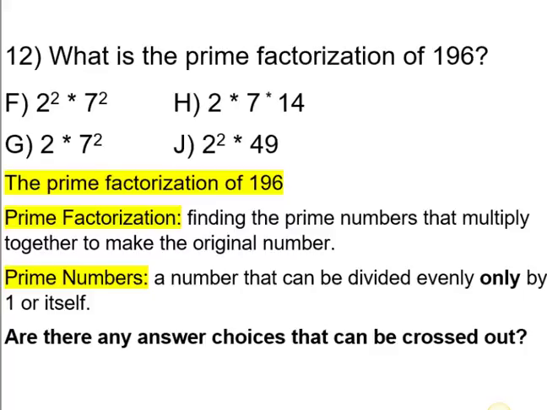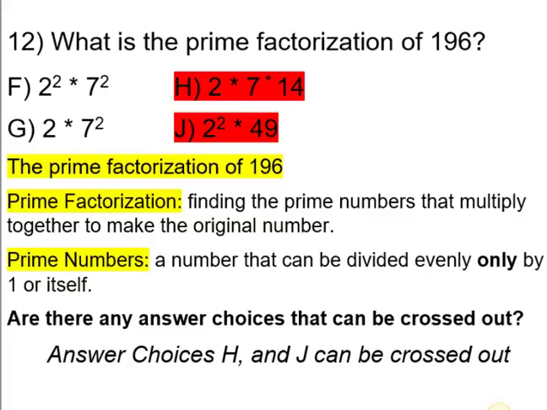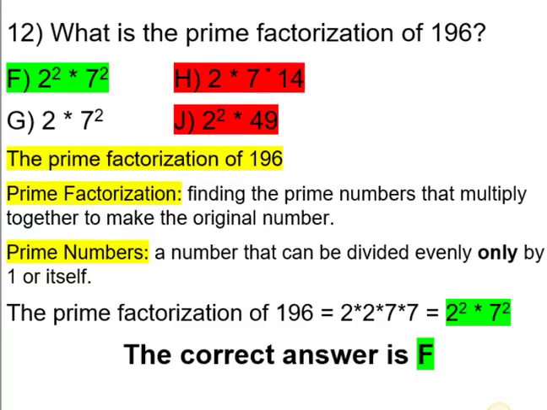If you said that we can cross out answer choices H and J, you are correct. Why? Because 14 is not a prime number. You can multiply 2 and 7 in order to get 14. So that's incorrect. With 49, 7 times 7 is 49, so this is not a prime number. That is why H and J can be crossed out. So what we have left now is F and G. Yes, 2 and 7 are prime numbers, but we need to find out, when multiplying those numbers together, which one equals 196. The correct answer is F. The prime factorization of 196 is 2 times 2 times 7 times 7. So 2 squared times 7 squared is equal to 196. And our correct answer choice is F.